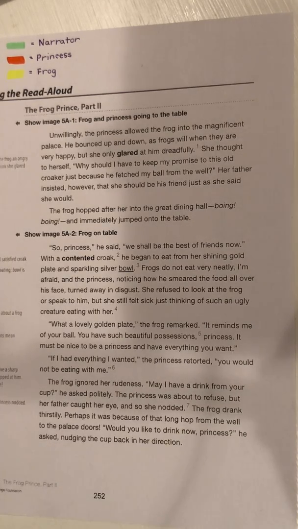Okay, so we finished our second part of the Frog Prince, and we're going to do a color coding activity where we identify the speaker in different parts of the story. And the speaker is going to be either the narrator, remember, someone else telling the story, not a character in the story, the princess, or the frog. And of course, the princess and frog are two of our characters.